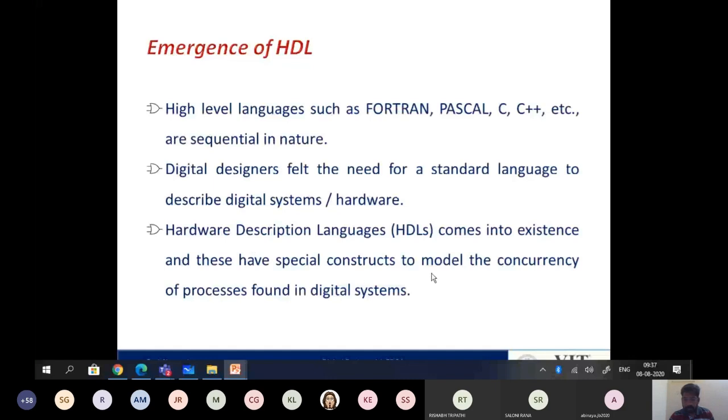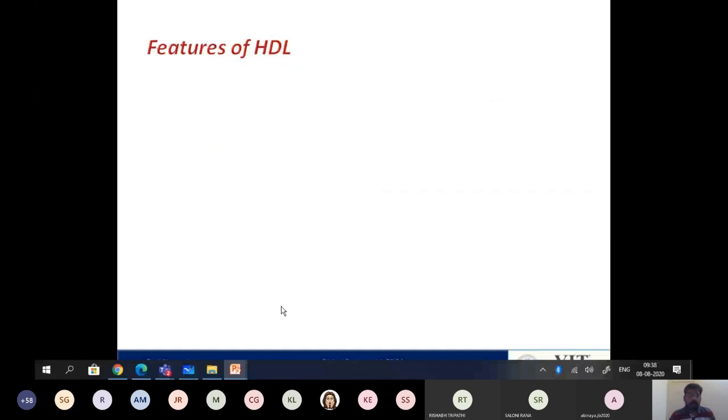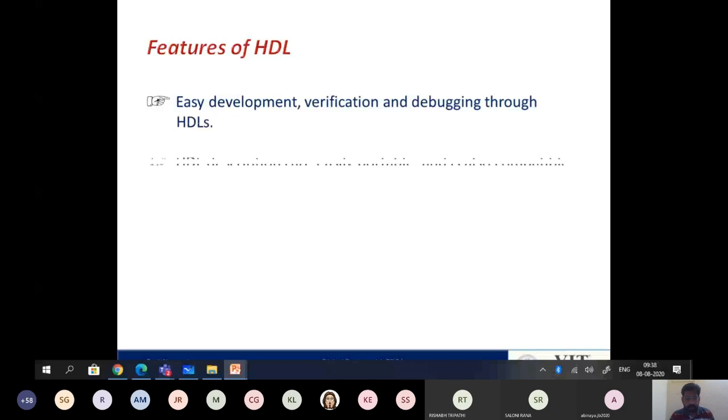These have special constructs to model the concurrency of the processes found in your digital system. So that's why we are using these HDLs. Feature one is easy development, verification, and debugging through your HDL. And these descriptions are easily portable.